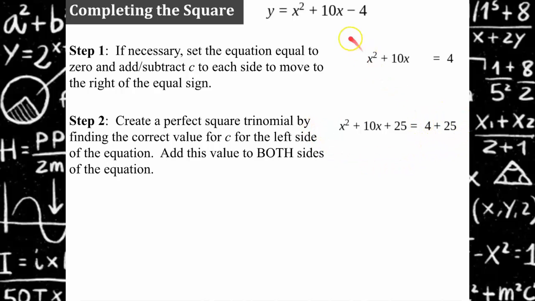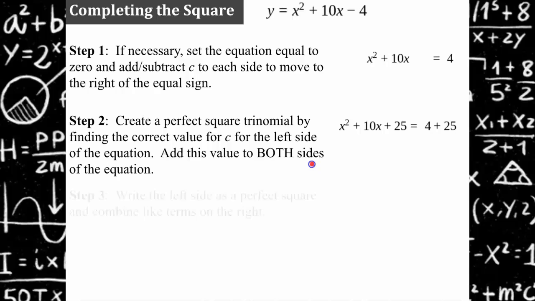So I have not changed the value of this original equation. So let's review. I've taken this original equation, I've set it equal to 0. That's the zero product property. Remember, when you replace y with 0 and you're solving for x, you're looking for your x-intercepts. That's what the solution of a quadratic equation is. So I've added 4 to both sides, and then now I've added 25 to both sides. So I've been fair and appropriate to both sides.